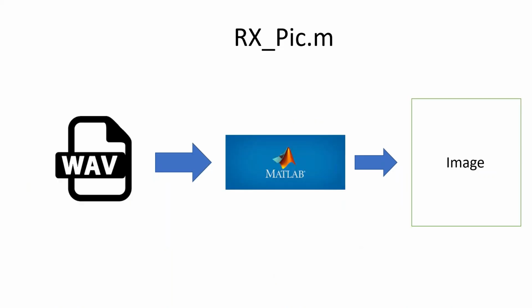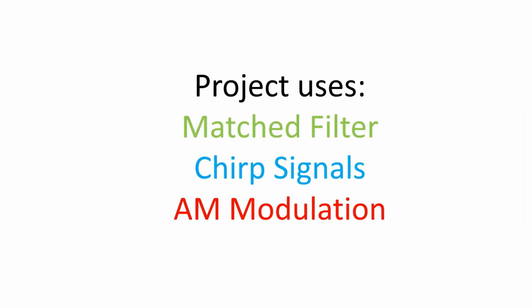So here we have the WAV file that you recorded from your SDR software. We process it in MATLAB, we do chirp compression, and we reshape the vector back into the image, and hopefully you'll see your image. So this project uses many things. One of the most important is the match filter, chirp signals, and AM modulation. If you don't know what any of these things are, I would recommend Googling them.